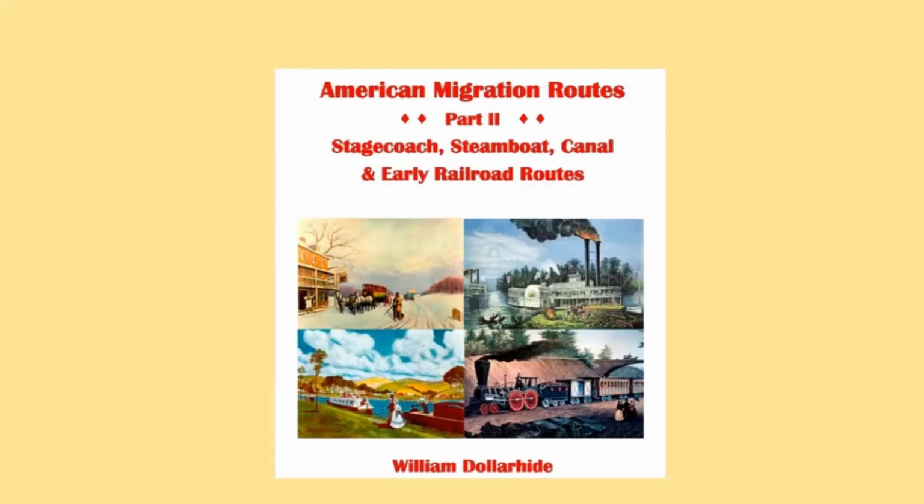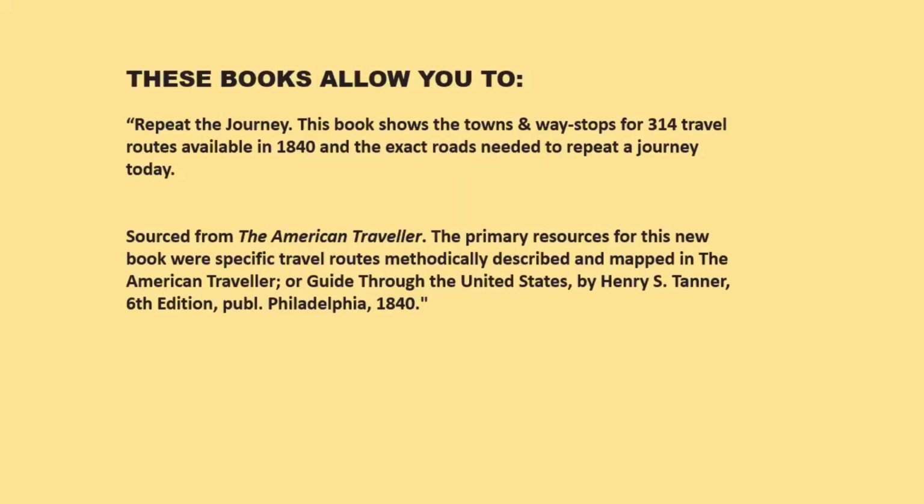He's updated something that he did in 1997. He went from like 35 pages to several hundred pages. It's well worth your value. They allow you to repeat the journey, towns and way stops, for 314 travel routes that were available in 1840 up through, actually, when you look at the things that were added in, about 1875. And the exact roads needed so that you can repeat that journey today.